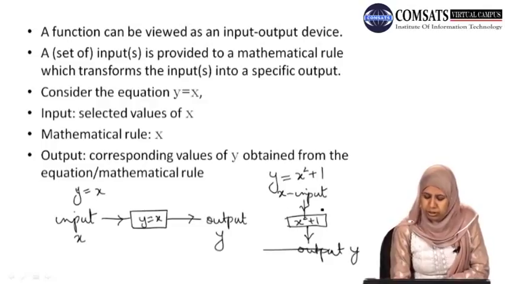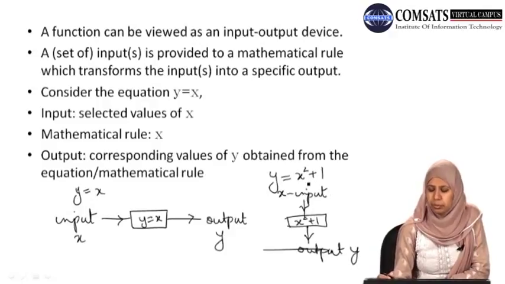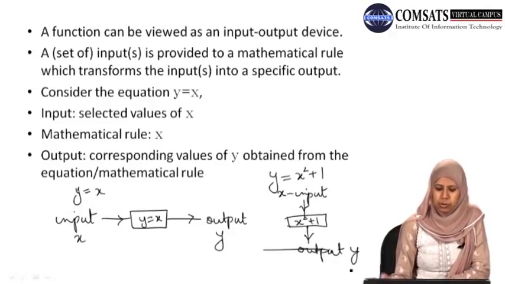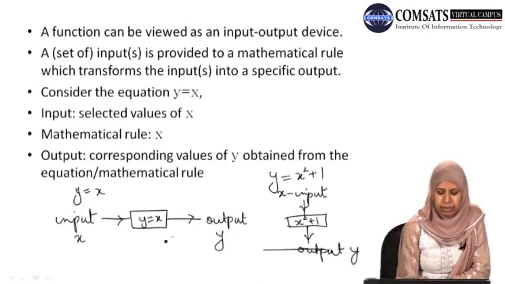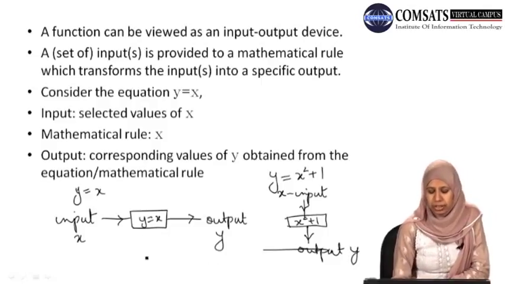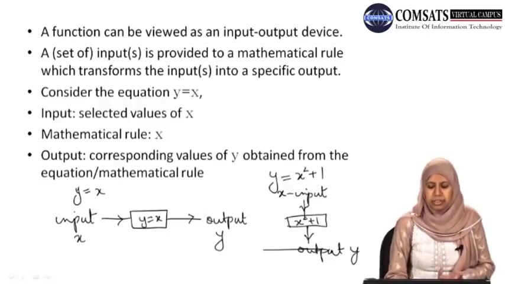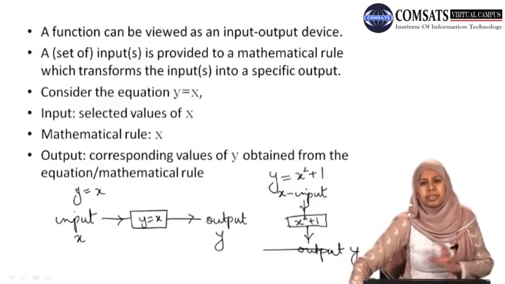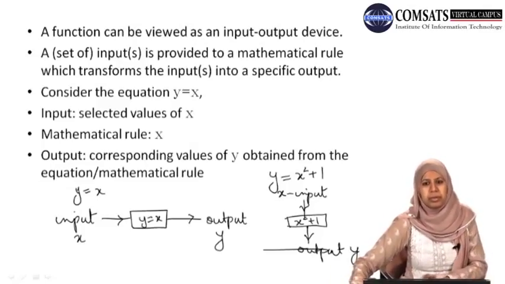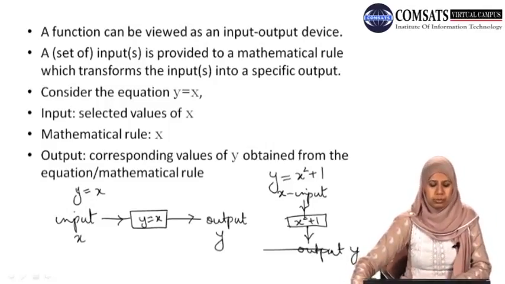This mathematical rule in the second example, x squared plus 1, is the function. According to this rule, whatever the input x is, we are getting the output y. According to the first example, the mathematical function is simply x. Whatever the input is, we are getting the same output. So function is basically an input-output device. We are provided with a set of inputs, we apply the mathematical rule to the set of inputs, and then we obtain the corresponding output.